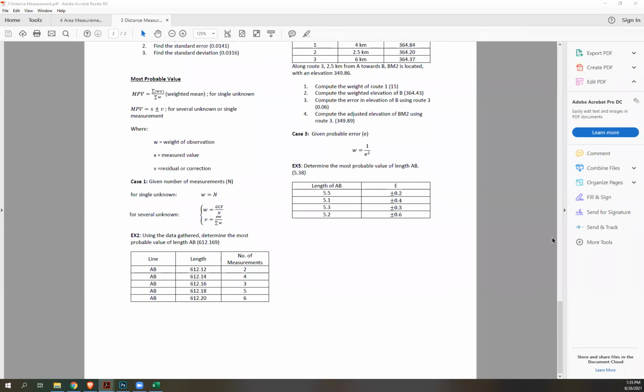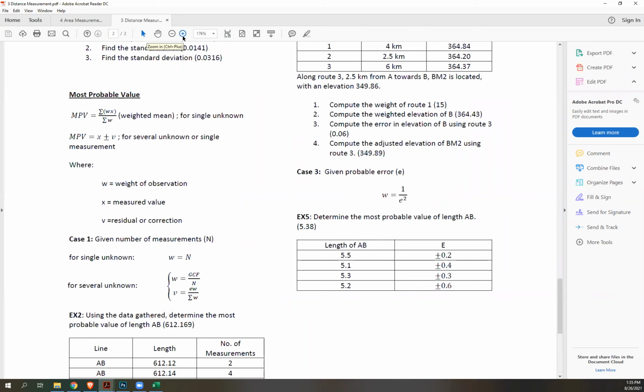So for accidental errors, we answered only up to number 4. So right now, let's answer number 5. So number 5, we're given another case, given probable error E. So if that's the case, weight is just 1 over E squared.